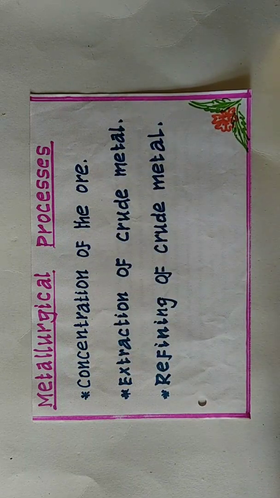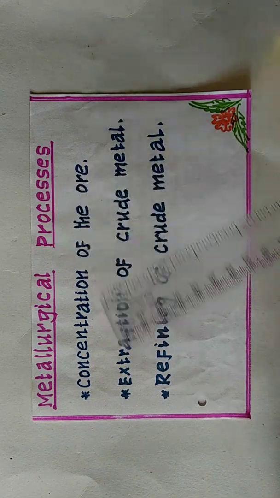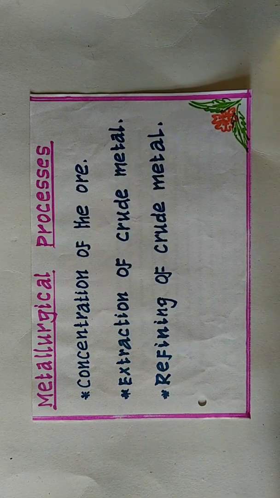What is called as concentration of the ore? The removal of impurities associated with the ore is called concentration. Then what is called as extraction? Here the purified ore will be converted into the metal. Okay. Then what is called as refining? The extracted crude metal will be associated with some impurities. So the removal of such impurities from the extracted metal is called as refining of crude metal.